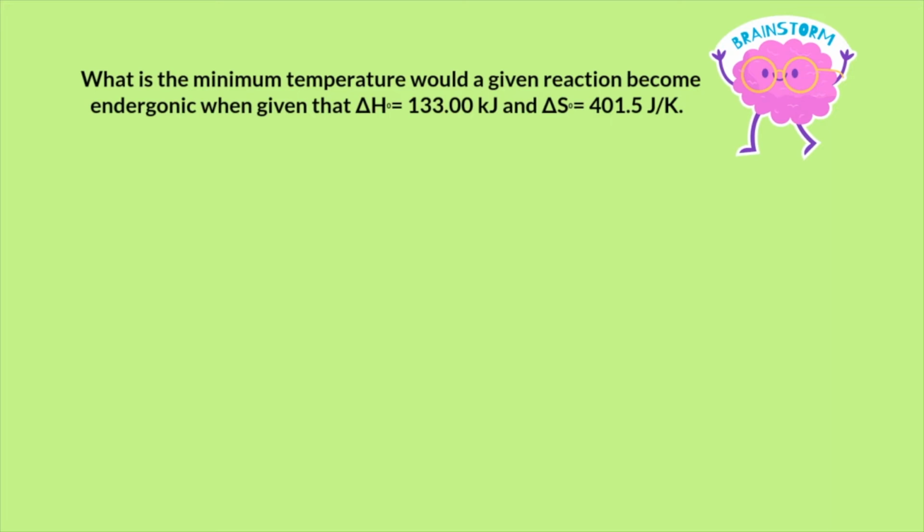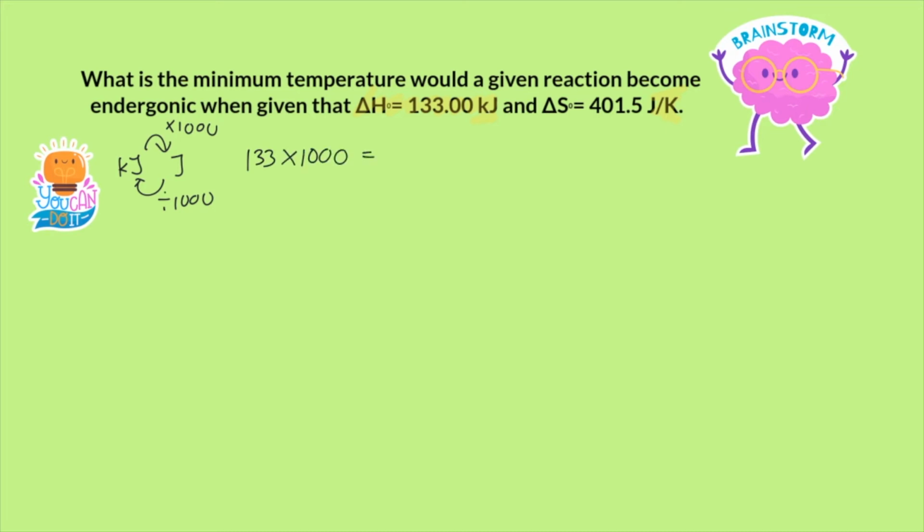So we are going to do the same drill. We need to look at the unit. For your delta H, given to you is in kilojoule, whereas your delta S is given to you in joule per Kelvin. So it means that you need to convert the kilojoule into joule. Since from kilojoule to joule you need to times 1000, your delta H is 133 times 1000. So you can convert it into joule, and you shall get 133,000 joule.